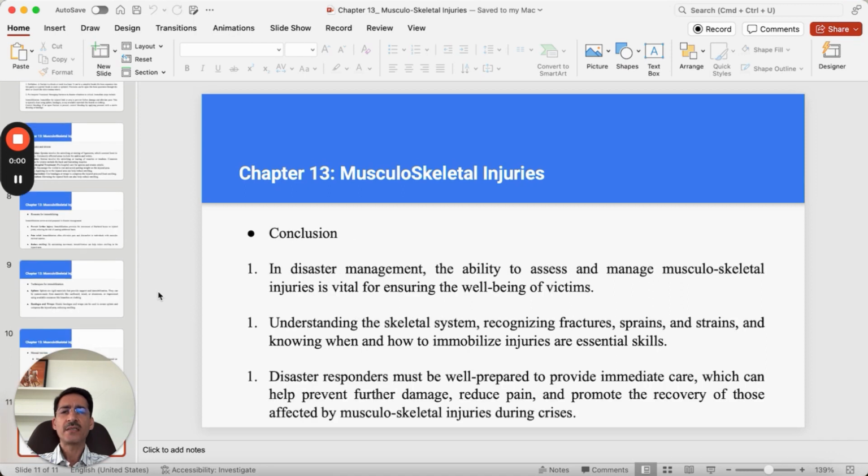Let's conclude. In disaster management, the ability to assess and manage musculoskeletal injuries is vital for ensuring the well-being of victims. Understanding the skeletal system, recognizing fractures, sprains, and strains, and knowing when and how to immobilize injuries are essential skills. Disaster responders must be well prepared to provide immediate care, which can help prevent further damage, reduce pain, and promote the recovery of those affected by musculoskeletal injuries during crisis.